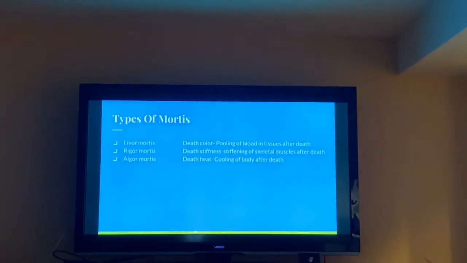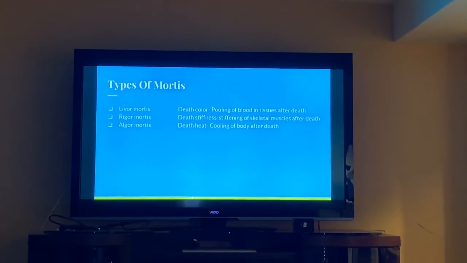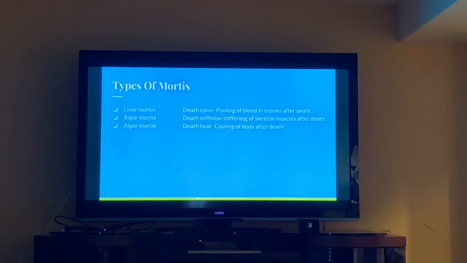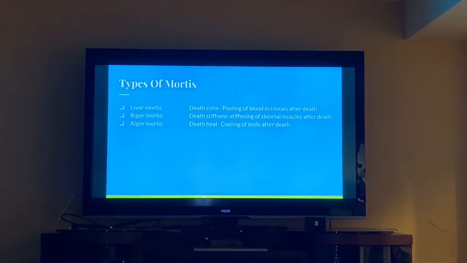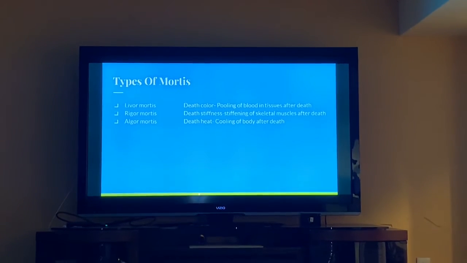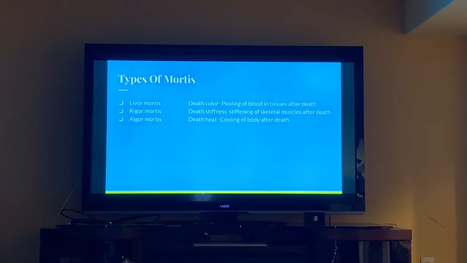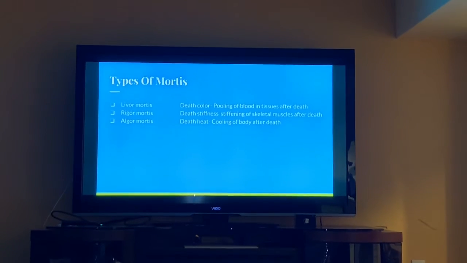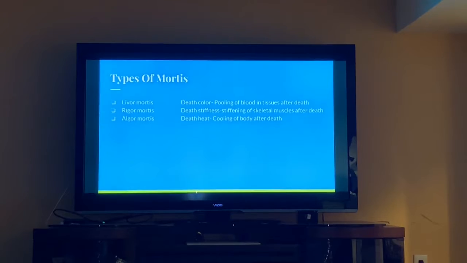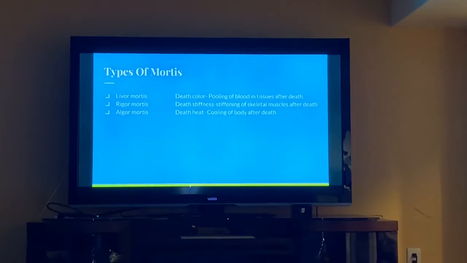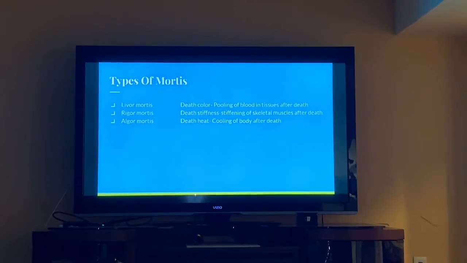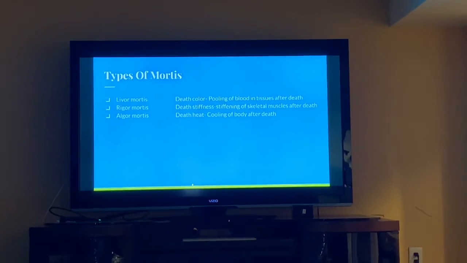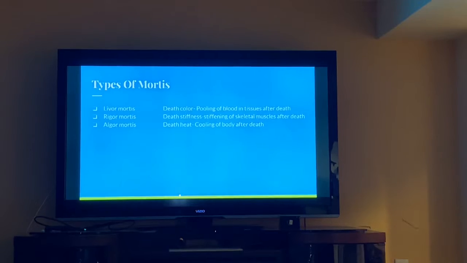Next, we have the types of mortis. First, here we have the livor mortis, or death color, and that is the pooling of blood in tissues after death. Next, we have the rigor mortis, or death stiffness. That is the stiffening of skeletal muscles after death. Lastly, we have algor mortis, or death heat, and that is the cooling of body after death. I'm gonna give you guys a second to write over here.